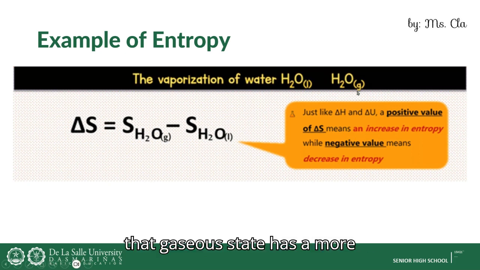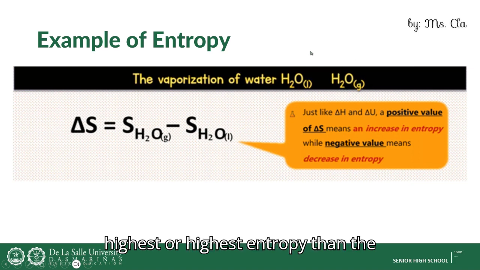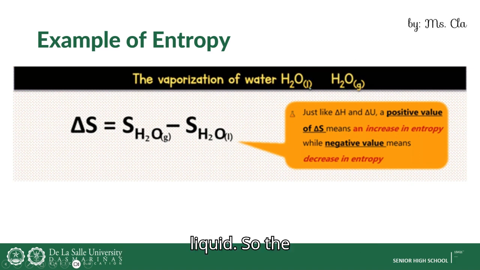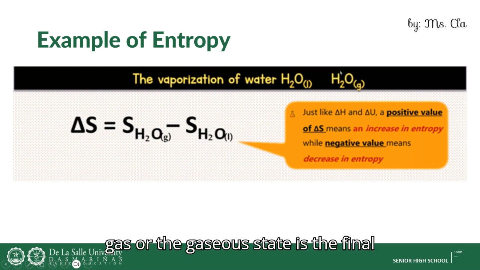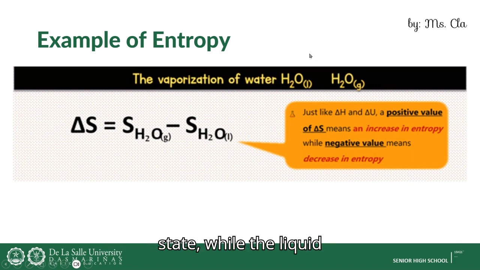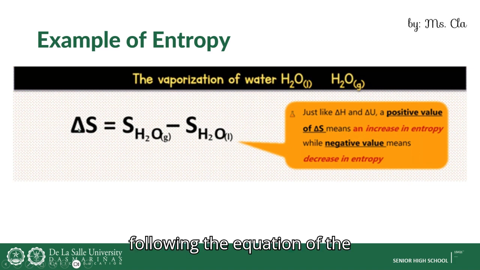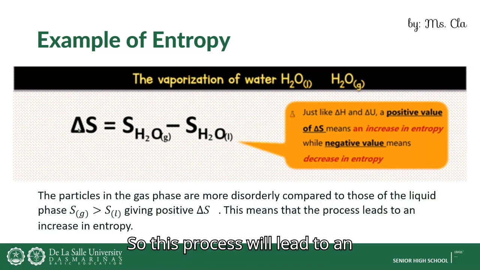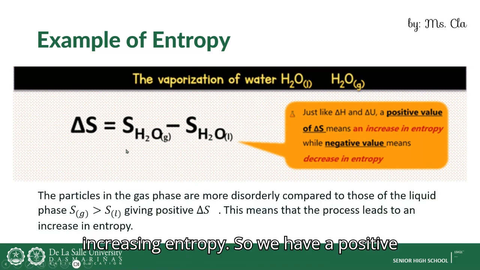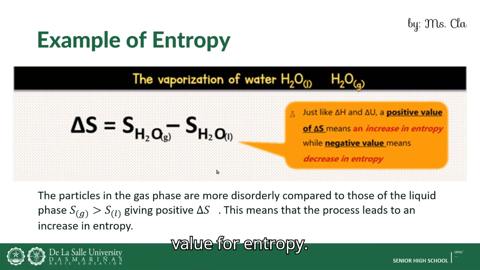Remember that the gaseous state has a higher entropy than the liquid. So the gaseous state is the final state while the liquid state is the initial state, following the equation of the change in entropy. So this process will lead to an increasing entropy. So we have a positive value for the change in entropy.